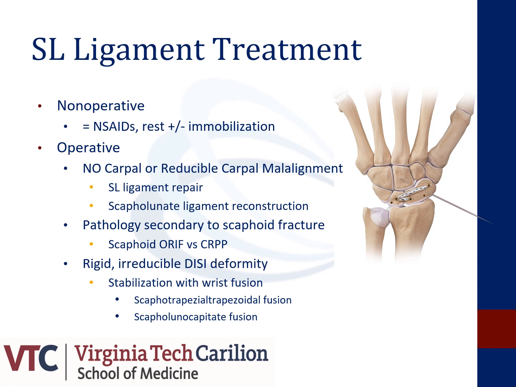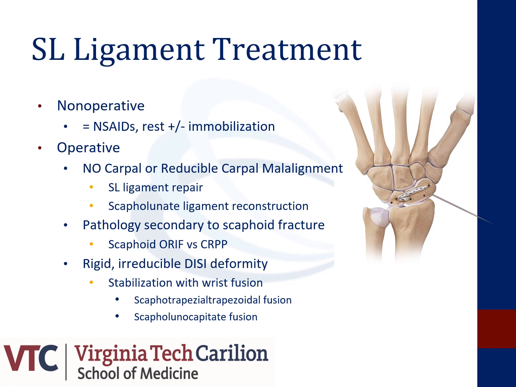When the scaphoid flexes and the lunate extends, that allows for formation of a DISI deformity, which is identified on a lateral radiograph and has a scapholunate angle greater than 70 degrees. Additionally, because the scaphoid flexes, on an AP image you can note the ring sign, which is representative of scaphoid flexion. If this carpal malalignment is reducible or there is no carpal malalignment noted, you can proceed with either an SL ligament repair or a reconstruction.